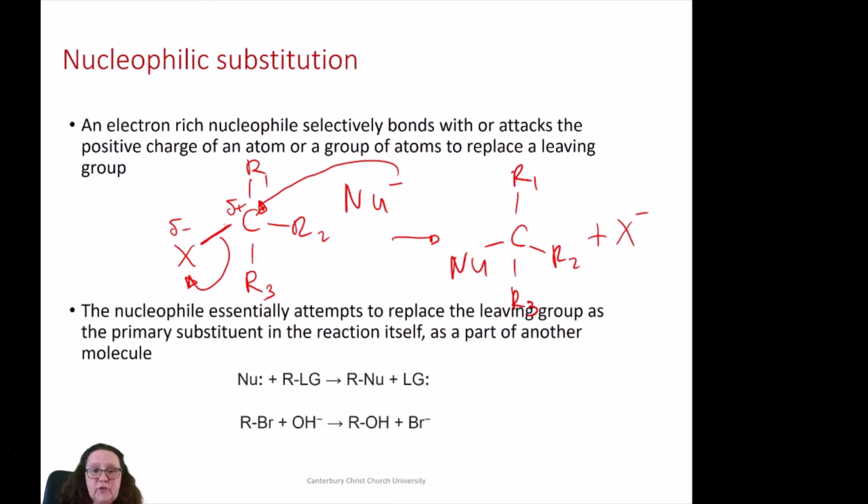So here, for example, we've got a bromine atom in an organic compound, and we react that brominated organic compound with a hydroxyl group, and the hydroxyl group enters the molecule and the bromine leaves as a bromide group. And you can summarize the reaction as you have a nucleophile, you have an organic compound that has an electronegative atom or set of atoms that can act as a leaving group. The reaction takes place, the nucleophile enters the molecule, and the leaving group leaves.